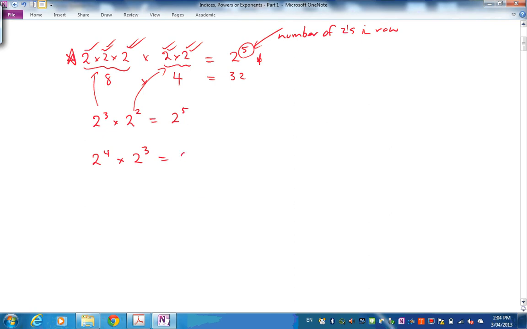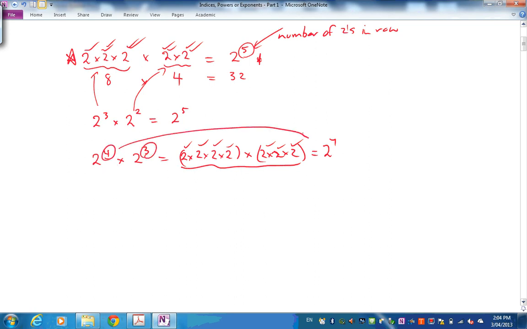Okay, let's do it now. 2 to the 4th means this many 2's. And then we times by 2 cubed, which is this many 2's. So if we count up the 2's, 1, 2, 3, 4, 5, 6, 7, it's 2 to the 7th. Hey, we don't want to go and do all this every time. We want to stay in Powerland. Can you see how you could have gone from there straight across to the 7? What's your conjecture? Do you want to do another one just to make sure?